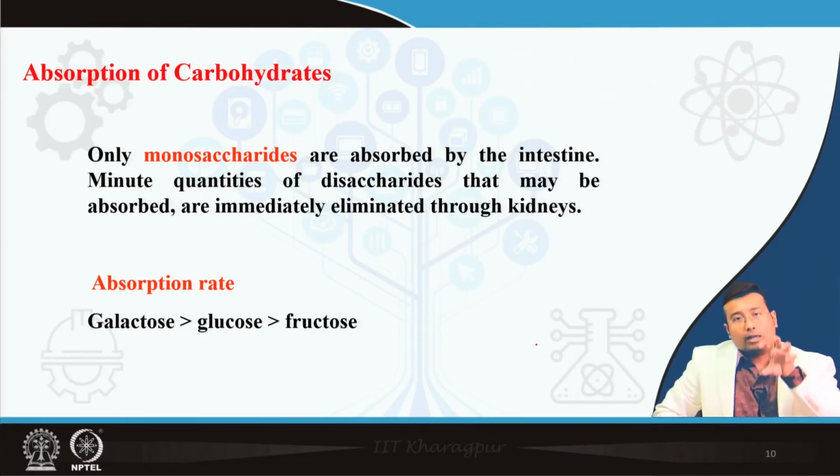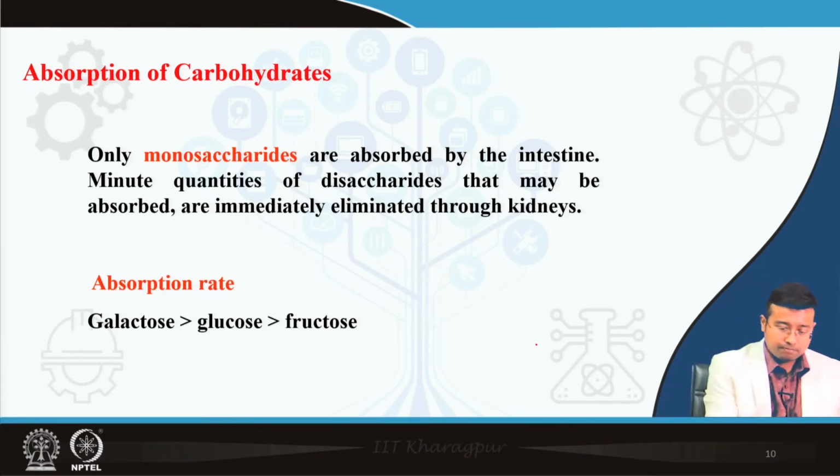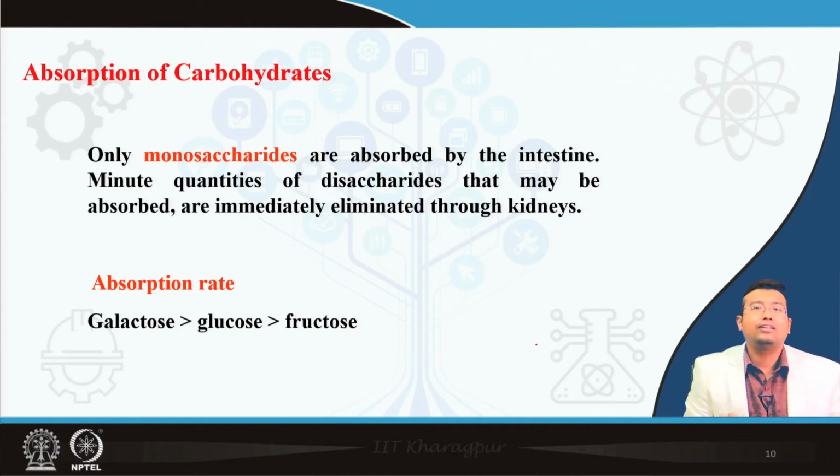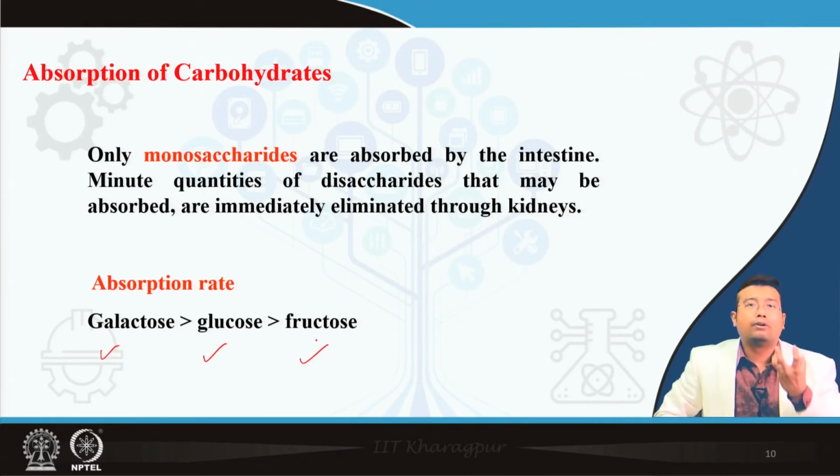Mind it, when we come to absorption, only monosaccharides are absorbed. So what are monosaccharides? Monosaccharides are compounds that are considered to be a single carbon unit, for example glucose, fructose, mannose, galactose, etc. And again, for MCQ purposes, the rate of absorption of galactose is the most, followed by the rate of absorption of glucose and then fructose. So what if the final disaccharide is not digested to monosaccharide? Of course they will not be absorbed, minute quantities may be absorbed, but ultimately everything is eliminated through the kidneys because they are water soluble.